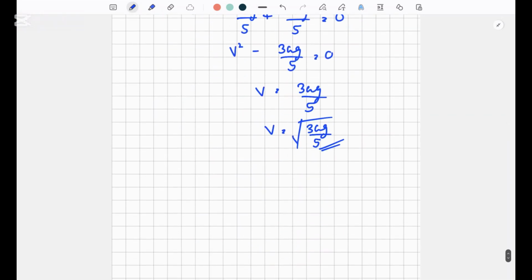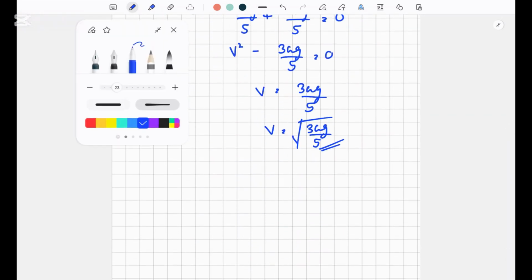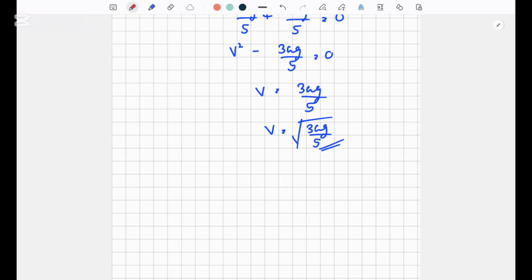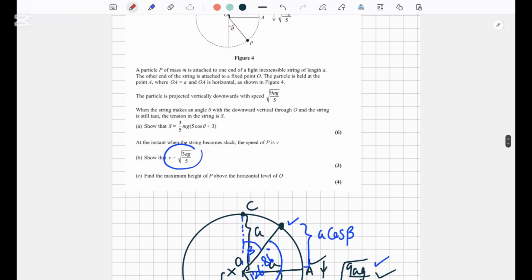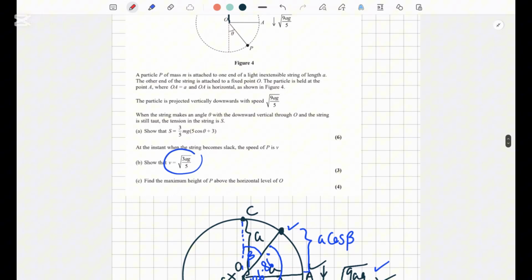And now let's go for the third part. I'll write it in red. Okay, so the last part, they say find the maximum height of P above the horizontal level of O at the instant when, let me just read the question again, at the instant when the string becomes slack.